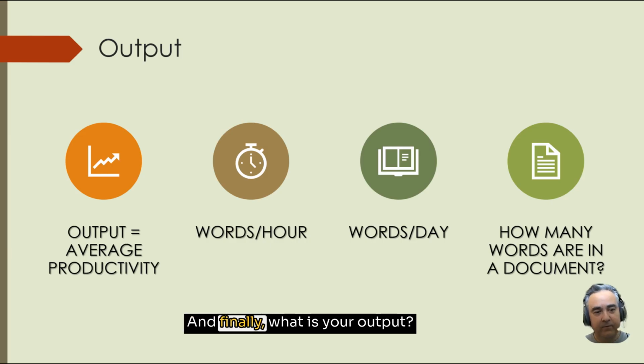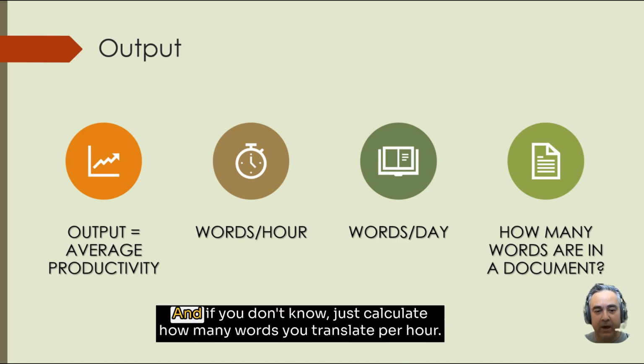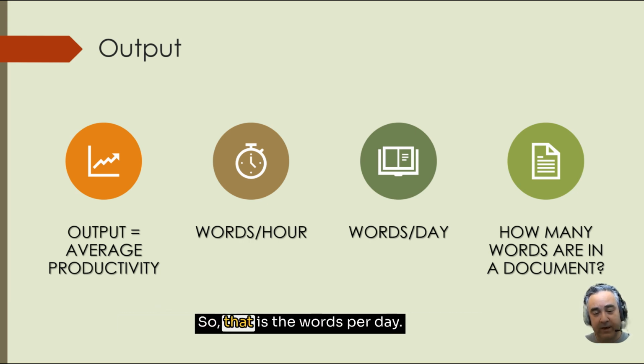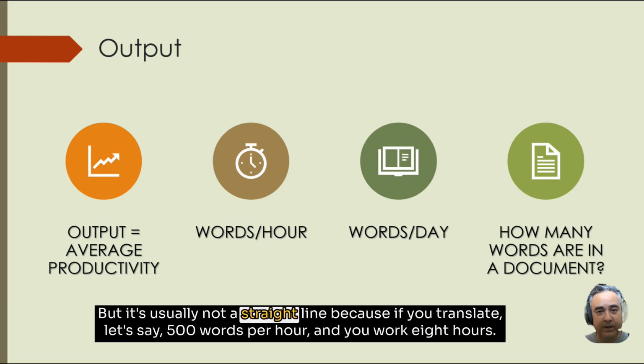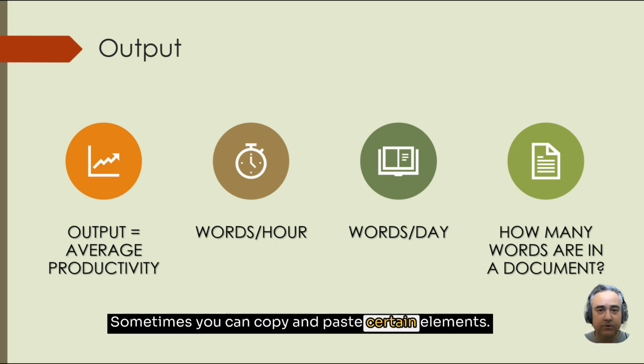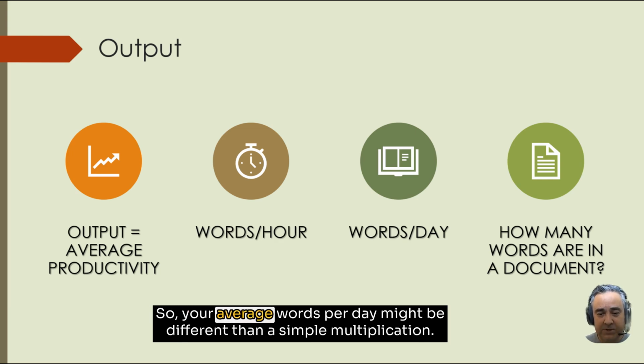And finally, what is your output? Your output is your average productivity. And if you don't know, just calculate how many words you translate per hour. Multiply that by how many hours you work per day. So that is the words per day. But it's usually not a straight line, because if you translate, let's say 500 words per hour and you work 8 hours, well, 500 times 8 is 4,000. But you have breaks. Sometimes you go faster. Sometimes you can copy and paste certain elements. So your average words per day might be different than a simple multiplication.